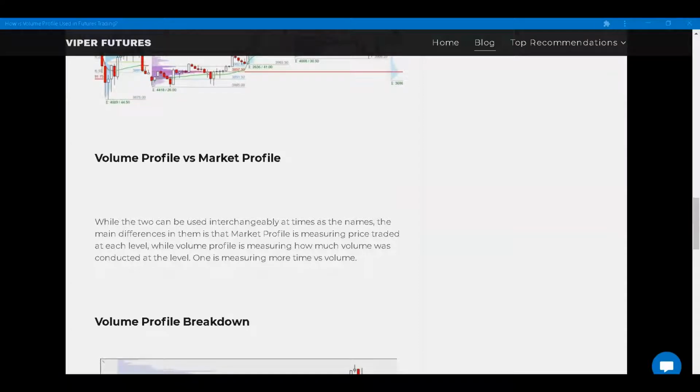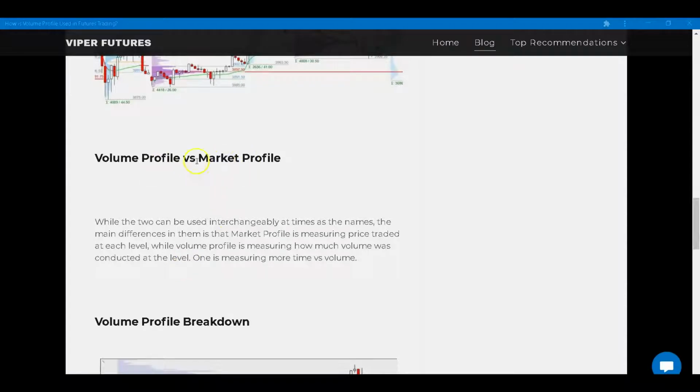While the two can be used interchangeably at times as the names, the main difference is that market profile is measuring price traded at each level, while volume profile is measuring how much volume was conducted at these levels. Okay, so they're measuring two different things, but they look almost identical. Again, it's a different measure. The main thing to remember is that one is measuring price over time, and the other is volume over price. How much volume was traded at price versus price traded over extended periods of time. Okay, so that's the main difference.